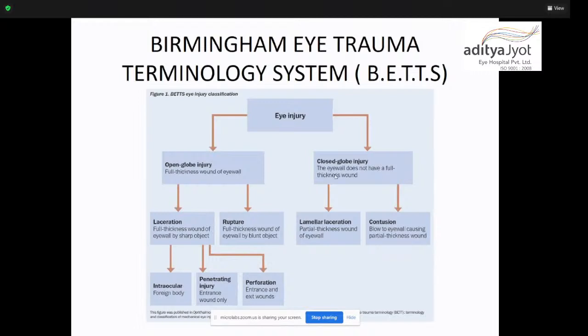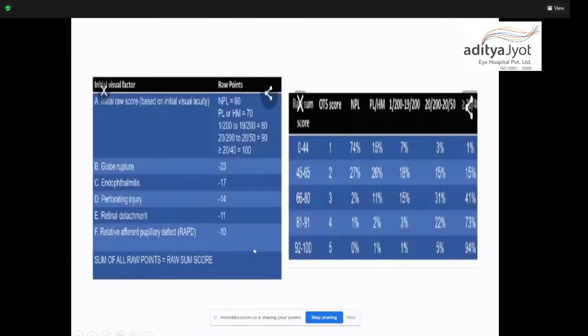In closed globe injuries, you have a laceration. In open globe injuries, you have a laceration and a rupture. Like I said, it can be a penetrating injury or a perforating injury. And you should also be thorough about the ocular trauma scoring system. Now, what is this trauma scoring system?